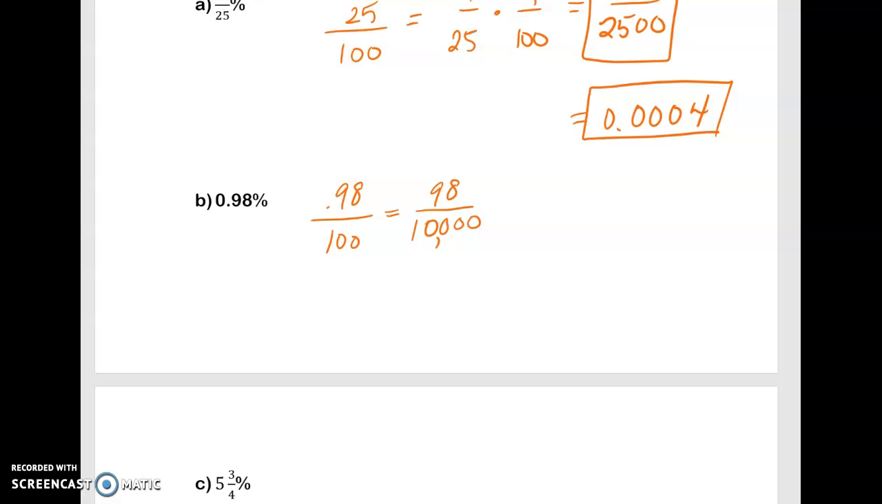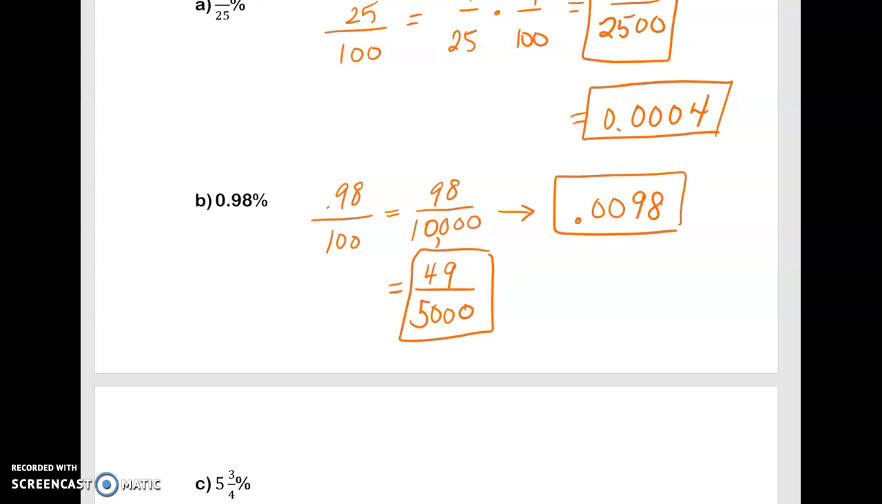We'd like to simplify that. Let's simplify it down here. That will be 49 over 5,000. That is my fraction. Well, 98 10,000ths is already going to tell me what the decimal is, because that's 0.0098 as a decimal. 98 10,000ths. If you have trouble, you can do 98 divided by 10,000 in your calculator, and this is what you would get.